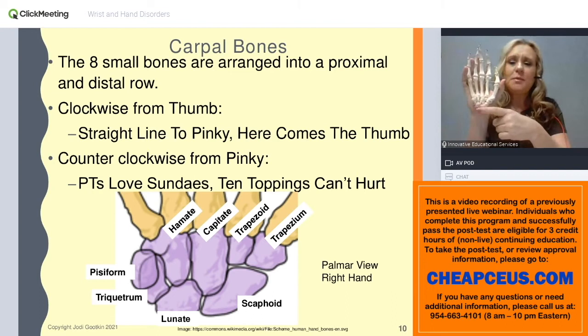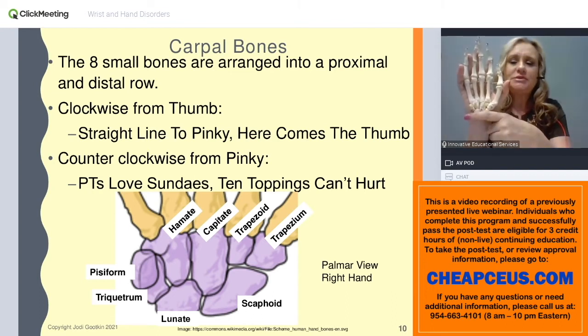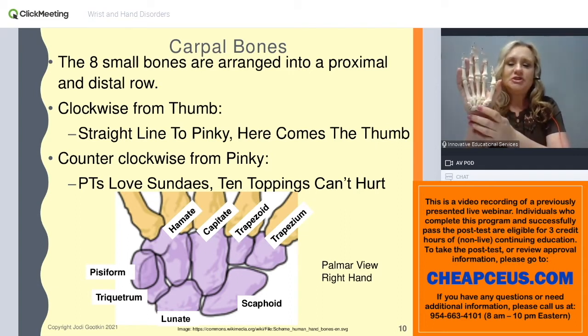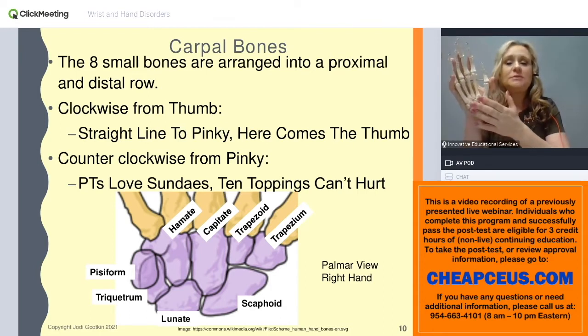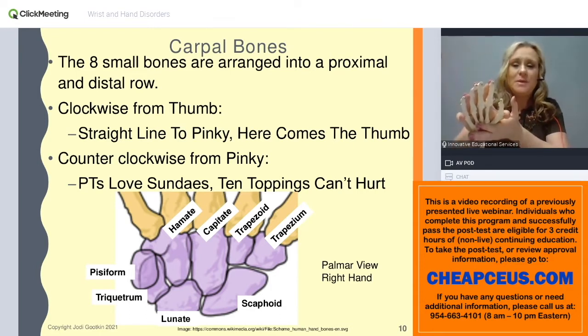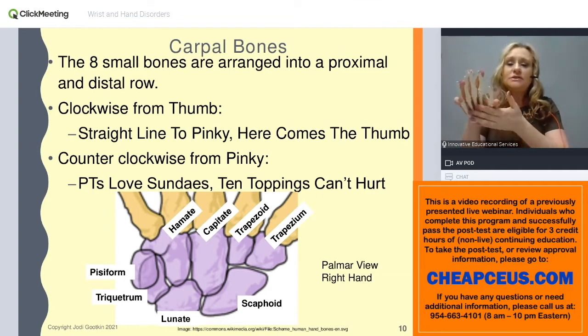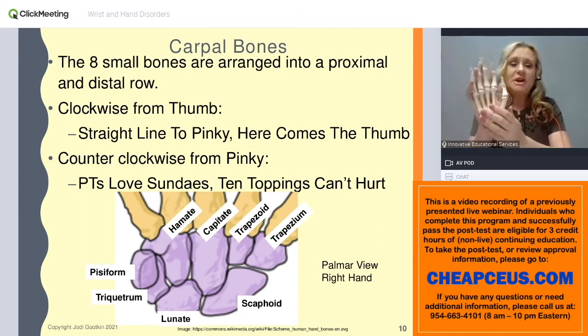When we look at the carpal bones, they are designated into a proximal as well as a distal row of bones, and they all have very intricate articulations with each other to allow for that function of the hand. The hand needs to be able to sustain loads during weight bearing, perform our fine motor tasks, and then also to sustain distraction forces as we're carrying different objects.